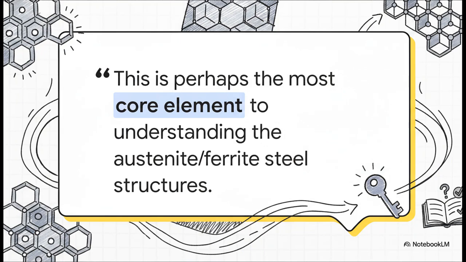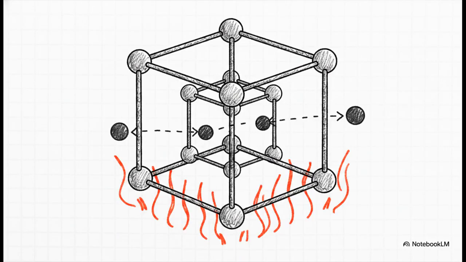Take a look at this quote right from the source material. This is perhaps the most core element to understanding the austenite ferrite steel structures. I mean, that directly validates why we just spent time building these models in our heads. This void isn't just some quirk of geometry. It is literally the master key to understanding your exams and mastering real-world engineering. So here's the so what.